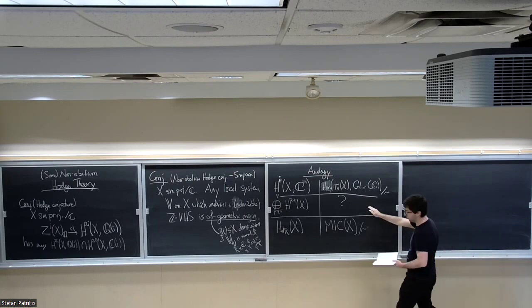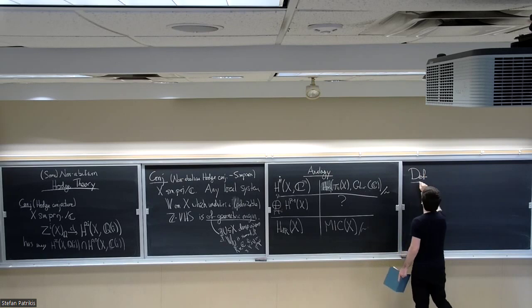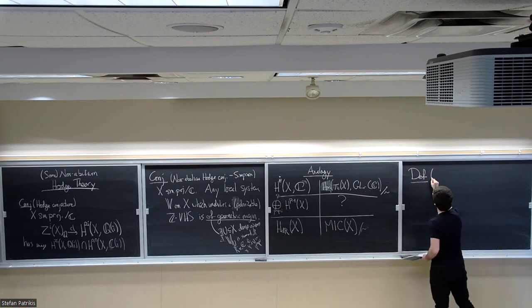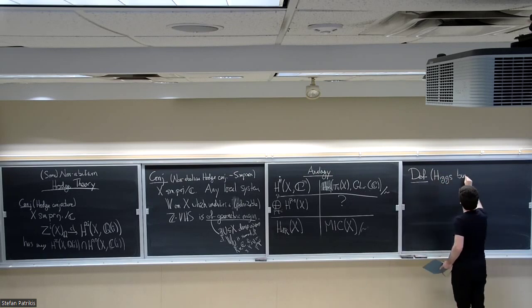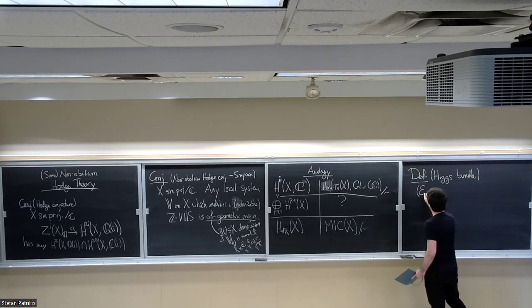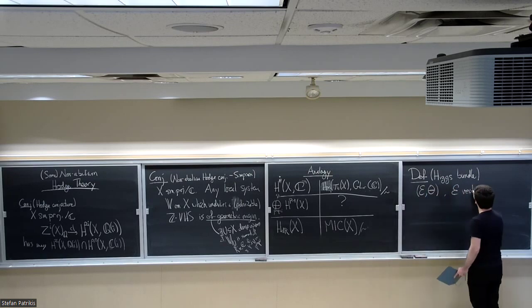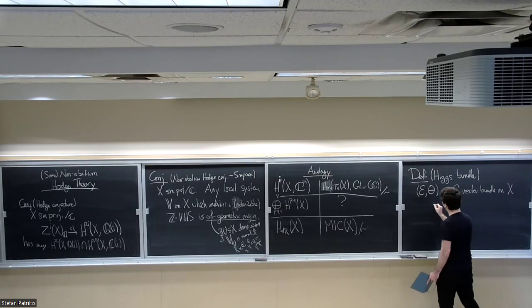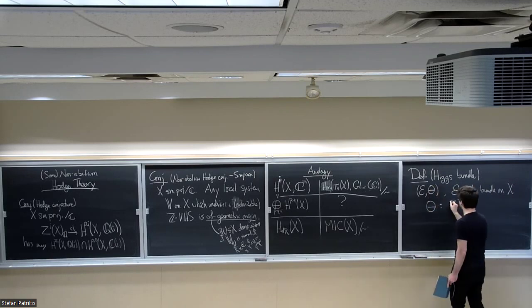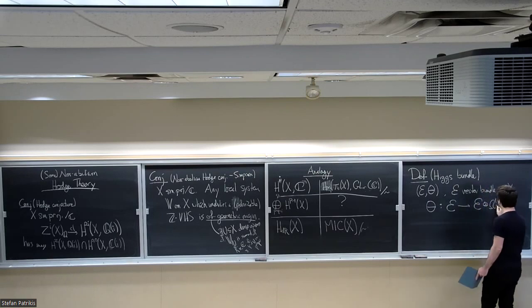Okay, so to tell you what goes here, let me make a definition. This is the definition of a Higgs bundle, and we've sort of seen an example. I'll recall it. So it's a pair (E, theta), where E is a vector bundle on X, and theta, well, it looks kind of like a connection, but it's not. So let me write it down. It's a map from E to E tensor Omega^1_X.